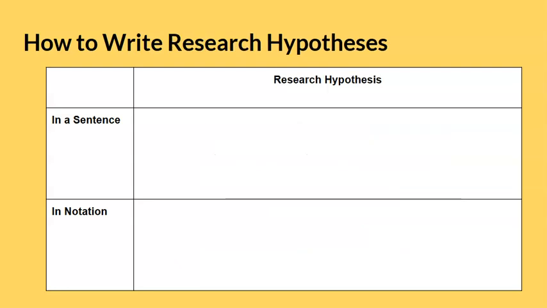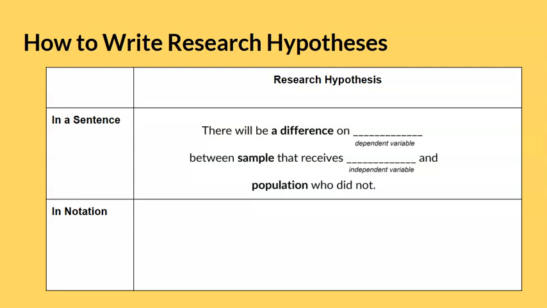Now, the research hypothesis will describe that there is a difference between the sample and population. The research hypothesis would look like this in a sentence. Like the null hypothesis, you will need to fill in what the dependent and independent variables are in the hypothesis statement.